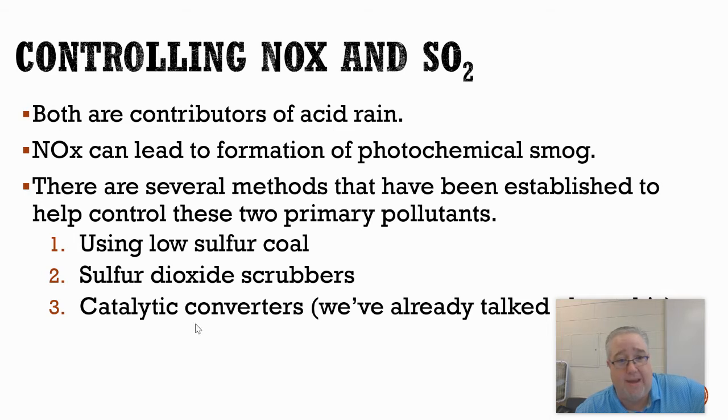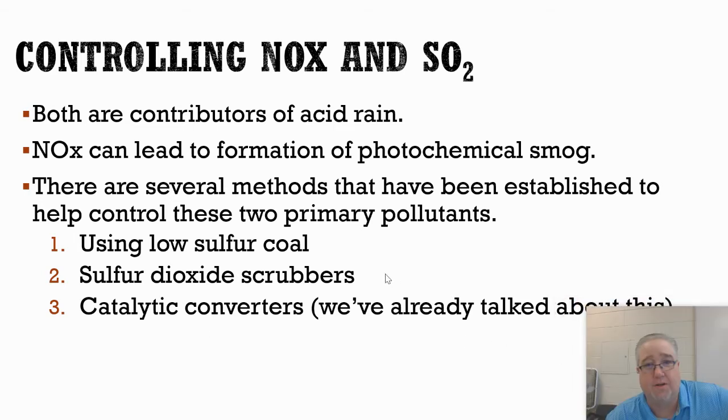So we're going to look at three different methods that we use to help limit either NOx or SO2. One of them is called using low sulfur coal. We'll talk about that one first. Sulfur dioxide scrubbers. These are mainly devices used in coal power plants to help reduce sulfur emissions. And then catalytic converters. We talked about this yesterday. I'm not going to go back into it, but catalytic converters are engine components that are used to control the exhaust gases that come out of our automobiles, which will really limit the amount of NOx that can be put into the atmosphere. So that's a good thing.